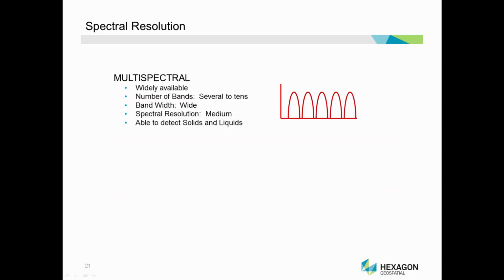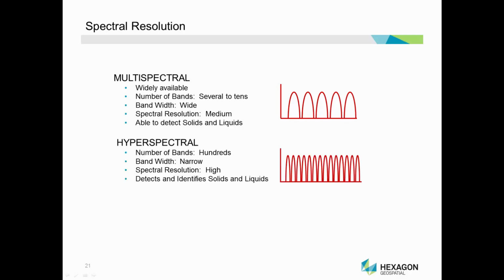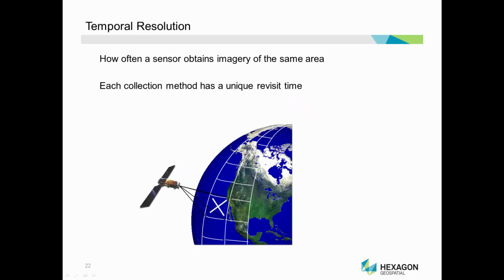Next, we have spectral resolution. This is determined by the number of bands in an image. A multispectral image is typically considered to have moderate spectral resolution, while hyperspectral imagery containing hundreds of bands is considered to have high spectral resolution. Temporal resolution refers to how frequently a sensor can image the same area. Each collection method and each satellite has a unique revisit time. Knowing your image collection frequency in contrast to the temporal resolution of a sensor can help determine which sensor or collection method is best for a given project.